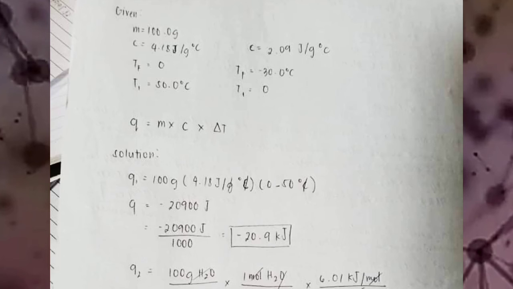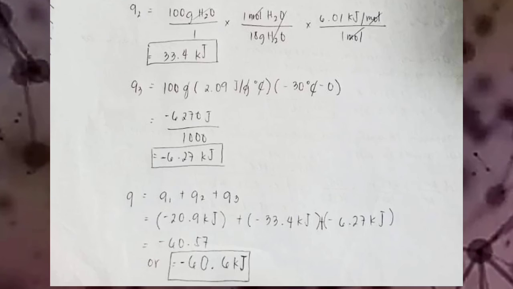Solution. Q1 is equal to 100 grams times the specific heat capacity of water, which is 4.18 joule per gram per Celsius, times 0 minus 50 degrees Celsius, which gives us negative 20,900 joule, and we will divide it by 1,000 to make it negative 20.9 kilojoule. Q2 is equal to 100 grams of water divided by 1, times 1 mole of water divided by 18 grams of water, times 6.01 kilojoule per mole divided by 1 mole, which is equal to 33.4 kilojoule.